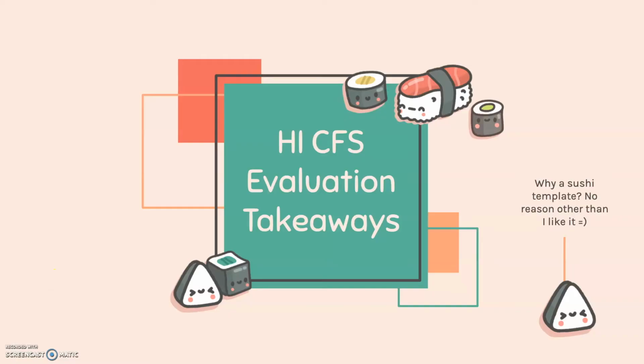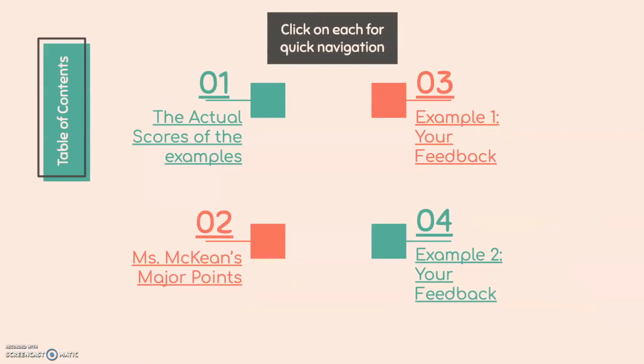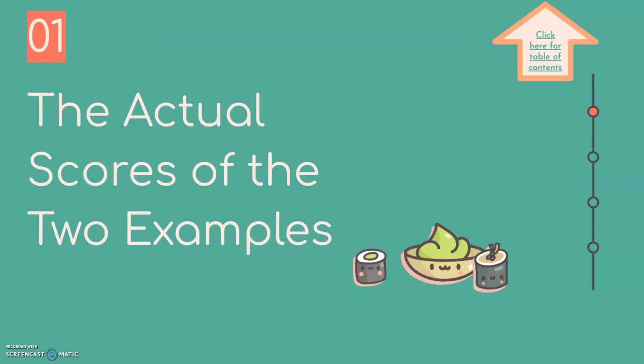Going to go over the major takeaways from the CFS evaluation of those two HI examples, because what really matters is that you take away lessons from these examples and then you apply it to your own HI. So what I'm going to do is first go over the actual scores of the examples, my major takeaways I want you to apply to your HI, and then I've also compiled your guys' feedback. So let's go over the actual scores of the two examples.